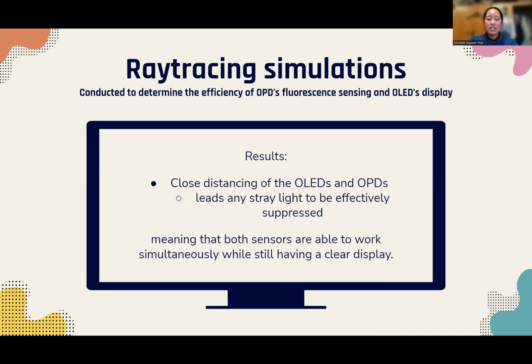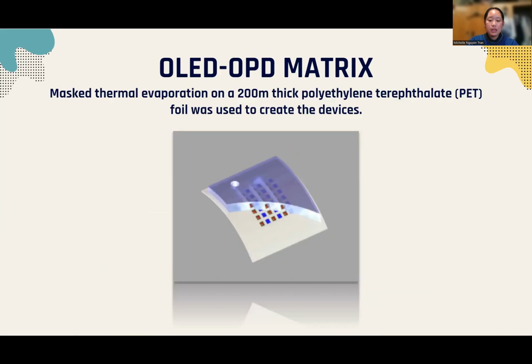So, ray tracing simulations were conducted to determine the efficiency for fluorescent sensing. Results from the simulation demonstrate that the close distancing of the OLEDs and OPDs to each other leads to any stray light being effectively suppressed, meaning that both sensors are able to work simultaneously while still having a clear display. It was then placed onto PET, and the individual devices were measured to be 1 millimeter by 1 millimeter, with both the OLEDs and OPDs having been shown to work.